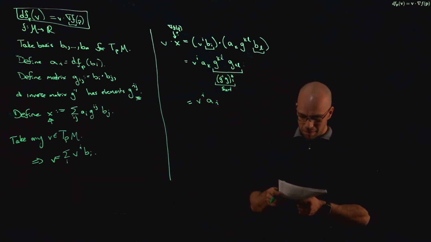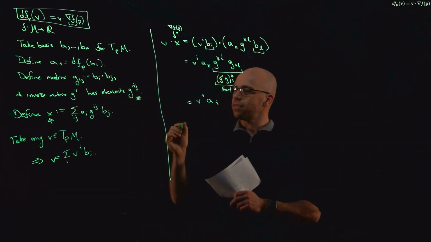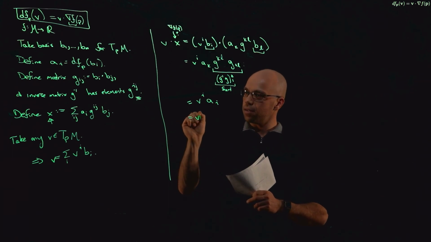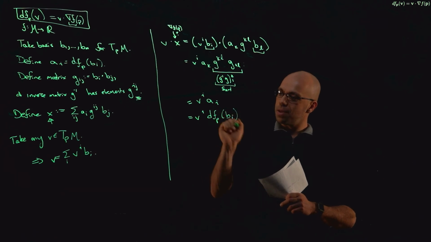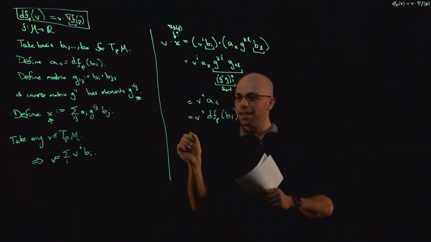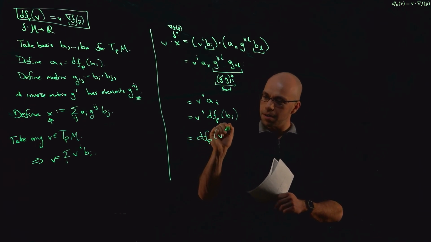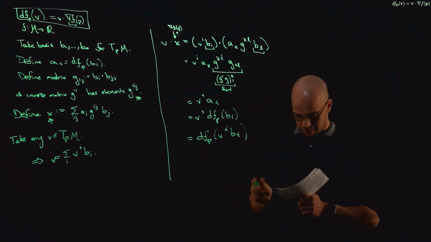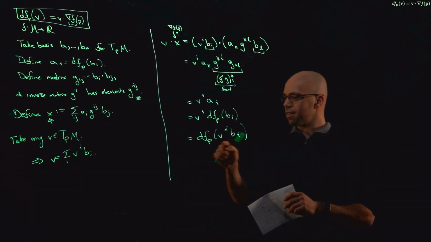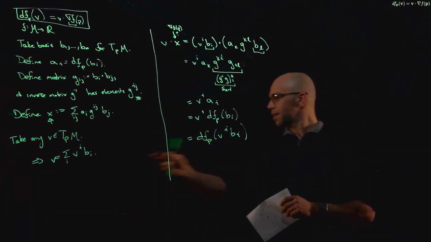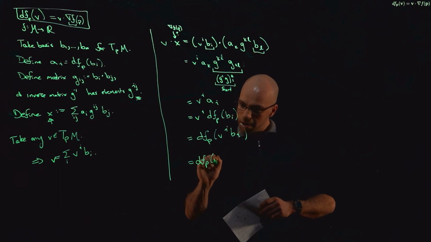Okay, so remember what a_i is, right? By definition, a_i is df of b_i, right? So this is v^i df at p of b_i, where b is a basis. By linearity, this is the same as df at p of v upper i, b lower i, like that. And by definition, this sum of v times b is equal to v. Okay, so this is df at p of v.